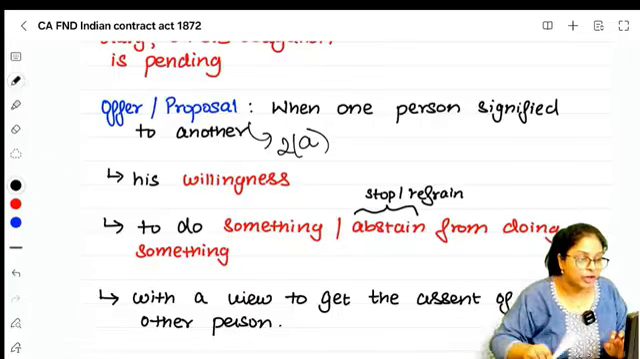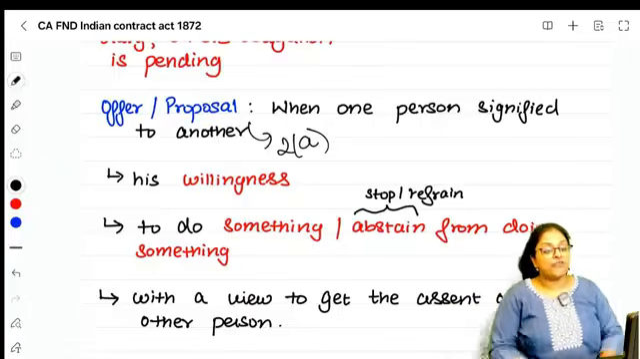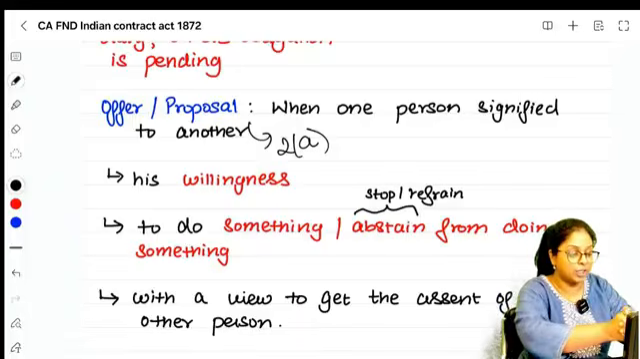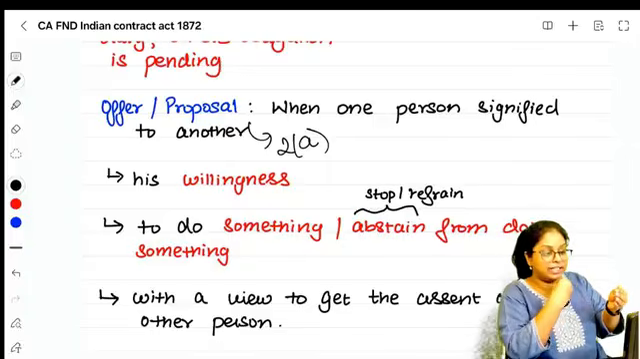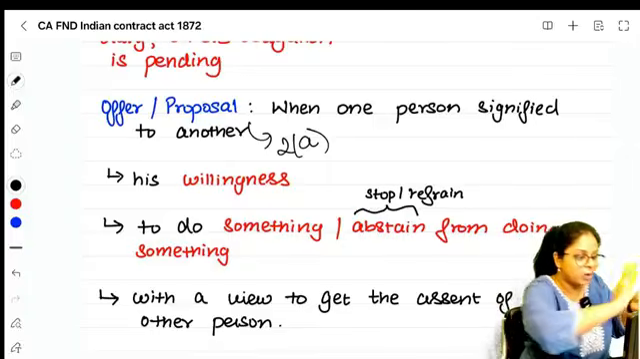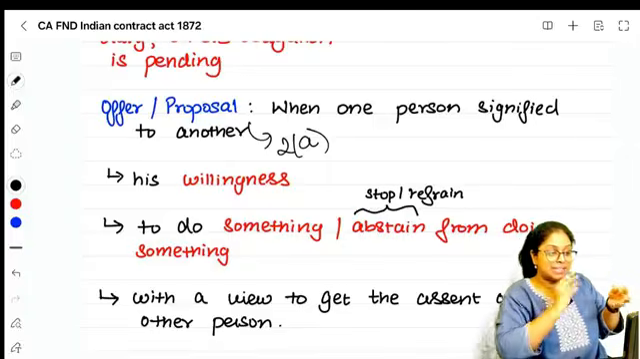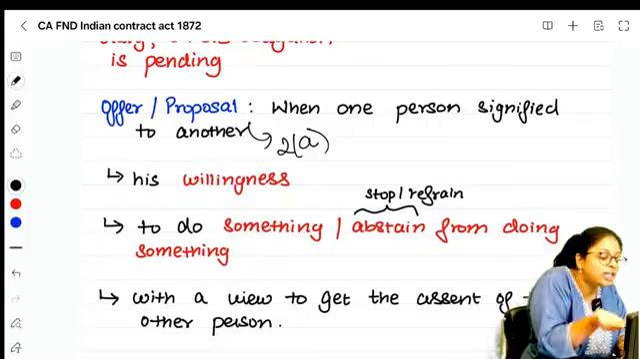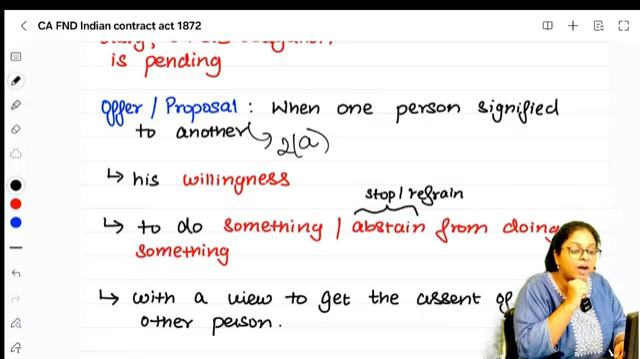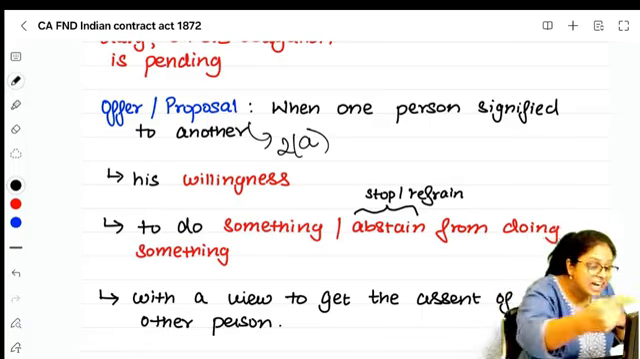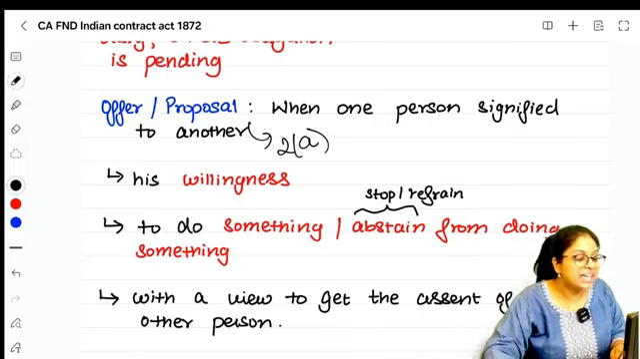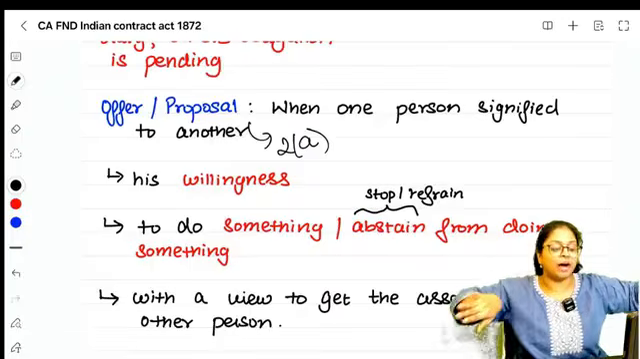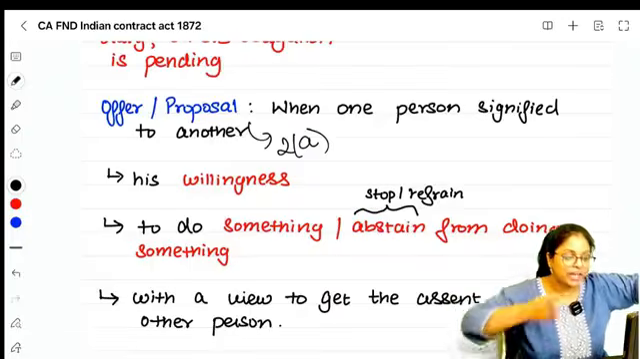2A is offer. Offer is when one person... remember what example I gave in class? Abhijit proposing to a girl. When one person, that is our Abhijit, signifies to another his willingness to be her boyfriend, he signifies his willingness to do something or abstain from doing something.